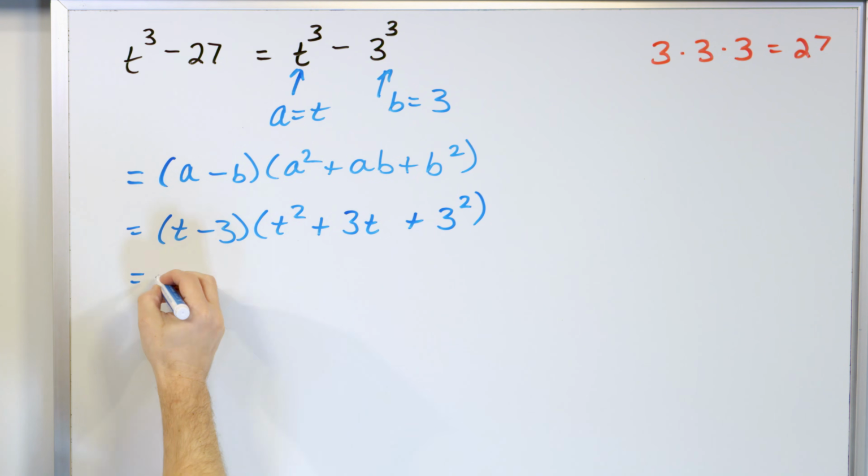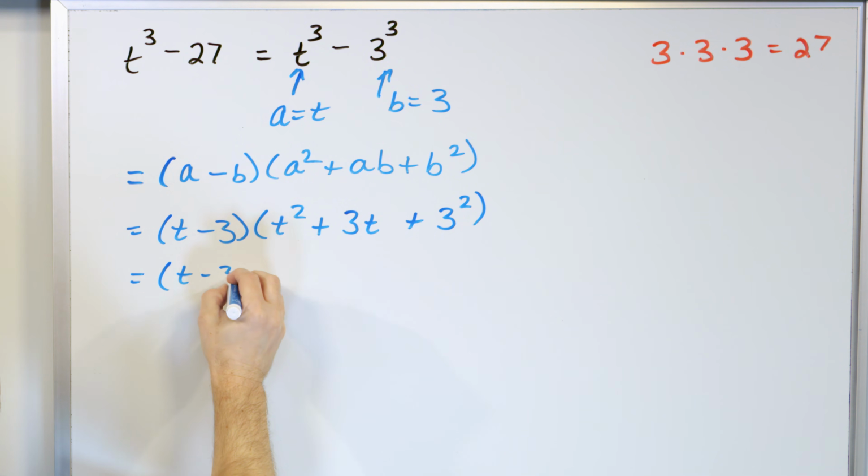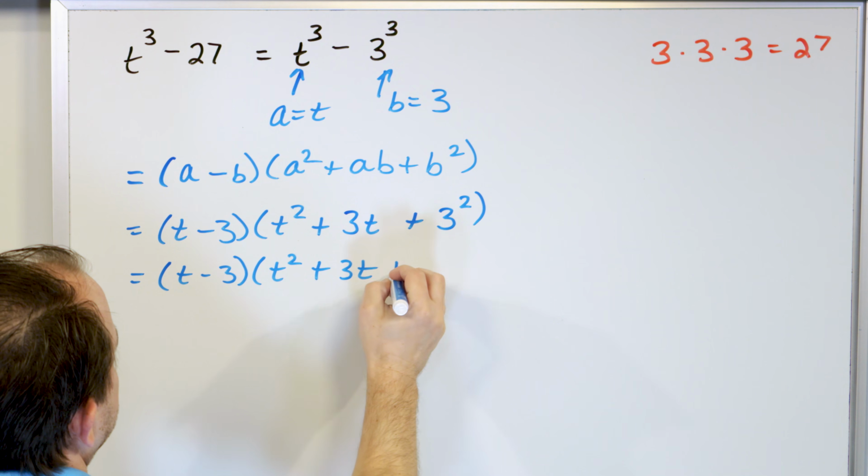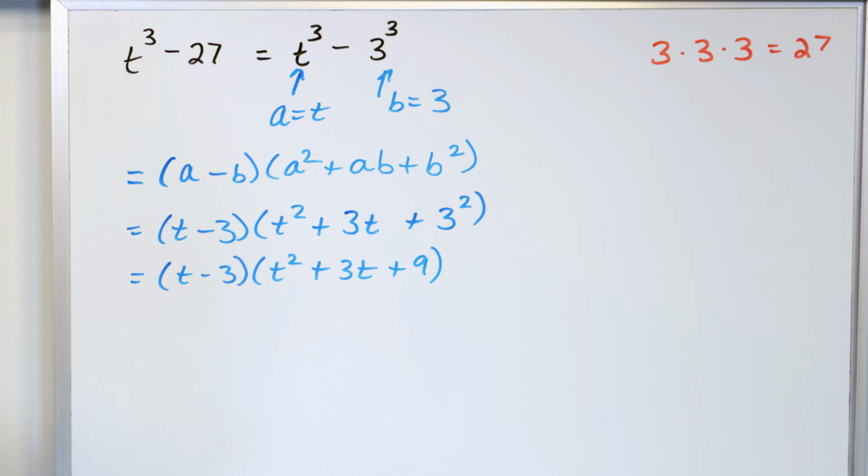And in the last step, we'll just simplify a little bit. t minus 3, t squared plus 3t plus 9. Let me double check my math here. t minus 3, t squared plus 3t plus 9. That's the final answer. How did we know that was the final answer?